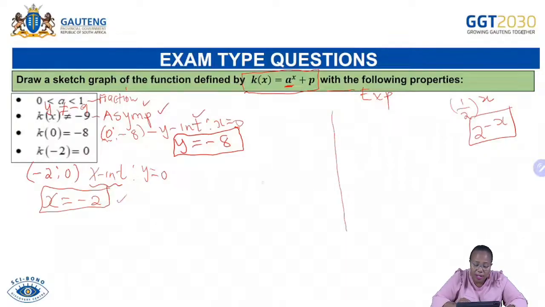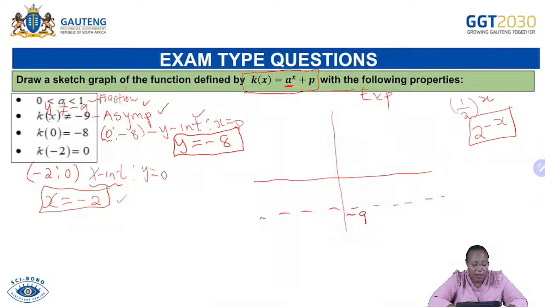Let's see now, can we end up with the correct graph? Number one, you always start with your asymptote when you sketch. Our asymptote is y equal to minus 9. At negative 9, we have the asymptote. And then now the y-intercept is at minus 8, and the x-intercept at negative 2. Can you see, grade 12 now?